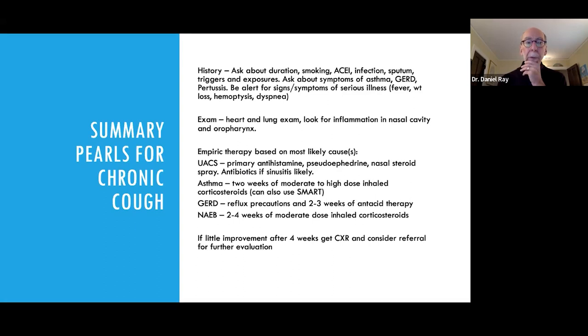So if you have the ability to do a PA and lateral, that's the X-ray to do. It's just a better chest X-ray. If your clinic, the only thing you can do is an AP view, or it's a child, and it's all you can do, then that's all you can do. But a PA and lateral is your best bet for a chest X-ray.